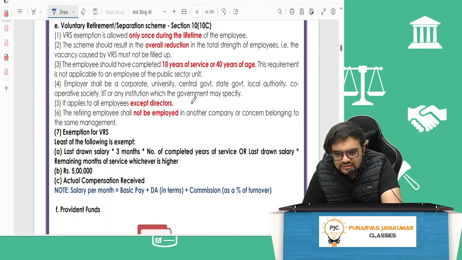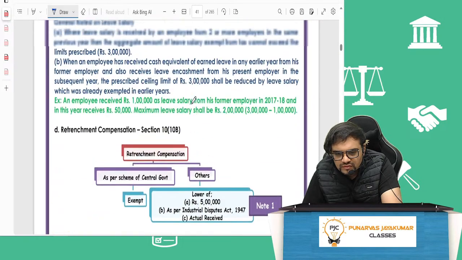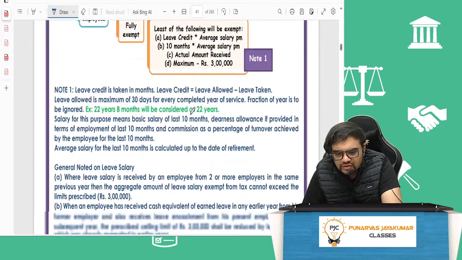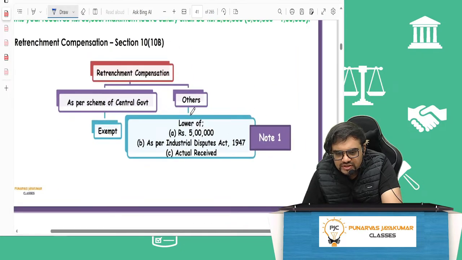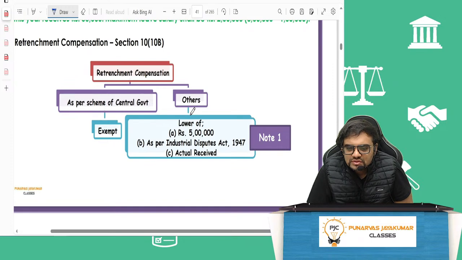Provident fund, you see. Before that, one more. Leave salary done. Retrenchment compensation. Retrenchment compensation means what? Retrenchment means where they will ask you to leave.